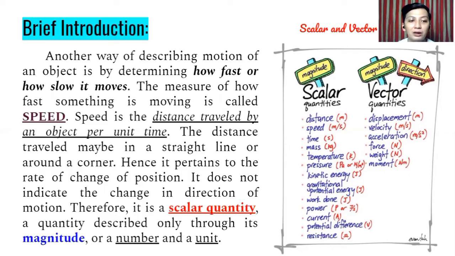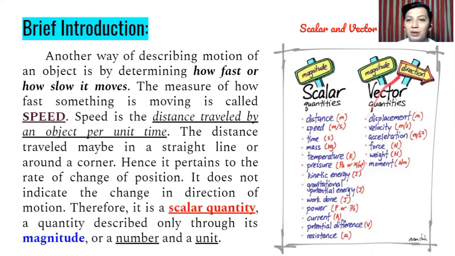Speed is the distance traveled by an object per unit time. So ito may kasama na yung oras. The distance traveled may be in a straight line or around the corner. Hence, it pertains to the rate of change of position. It does not indicate the change in direction of the motion. Therefore, it is a scalar quantity, a quantity described only through its magnitude. Pag sinabi natin magnitude, it is composed of a number and a unit. For example, 1 meter, 1 centimeter: number, unit. So, number and unit, that is magnitude.